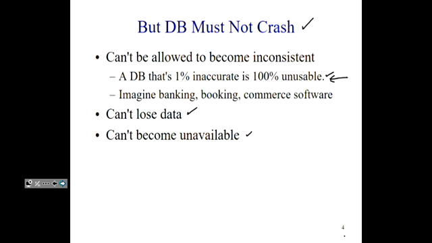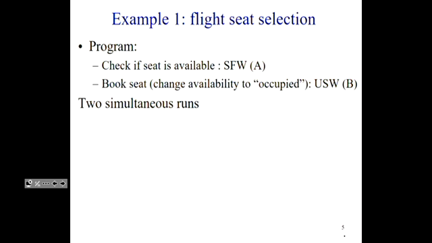Before that, I'm going to introduce the notion of transactions, and to motivate that, I'll do a couple of examples. So the first example is that of flight seat selection. Let's say I have some program that has two statements. The first statement is a select from where, and the second statement is update set where. Okay, so I'm first checking if the seat is available. If the seat is available, then I'm going to change its availability to occupied. So basically, I'm giving someone a flight seat.